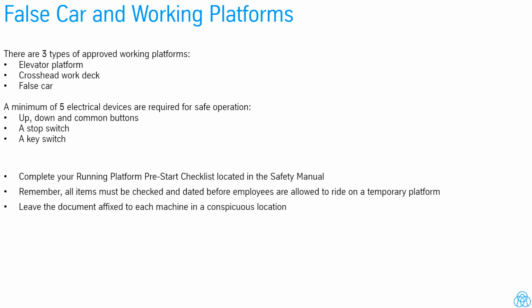False car and working platforms. There are 3 types of approved working platforms: elevator platform, crosshead work deck, false car. A minimum of 5 electrical devices are required for safe operation: up, down and common buttons, a stop switch, and a key switch. Complete your running platform pre-start checklist located in the safety manual. Remember, all items must be checked and dated before employees are allowed to ride on a temporary platform. Leave the document affixed to each machine in a conspicuous location.